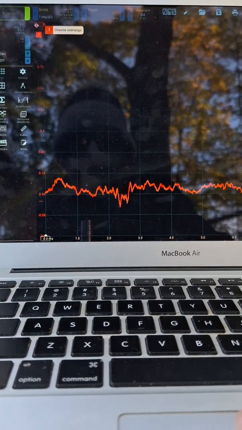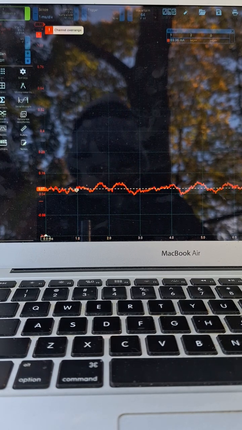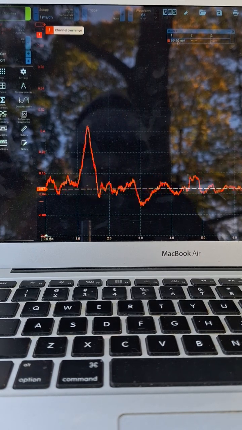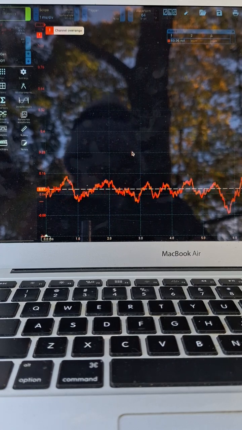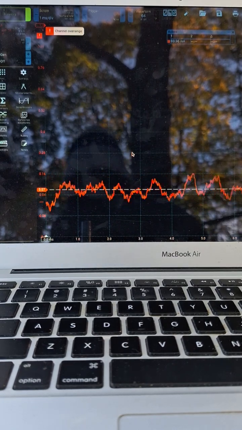And this is the vehicle plus the breakout box. The breakout box uses about 30 milliamps, and I'm getting about 70 here, so the vehicle's using about 40, which is kind of in the ballpark of what you'd expect. Now, I'm going to introduce a parasitic draw.